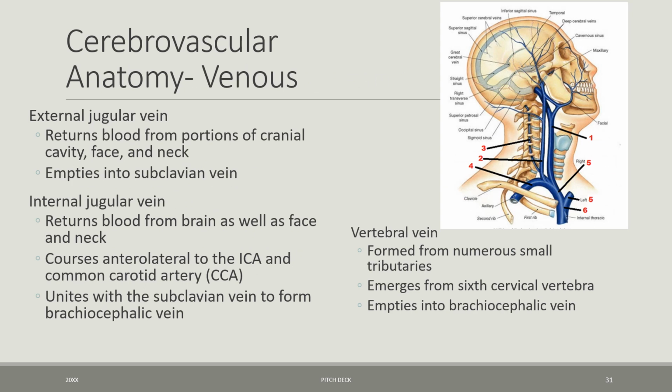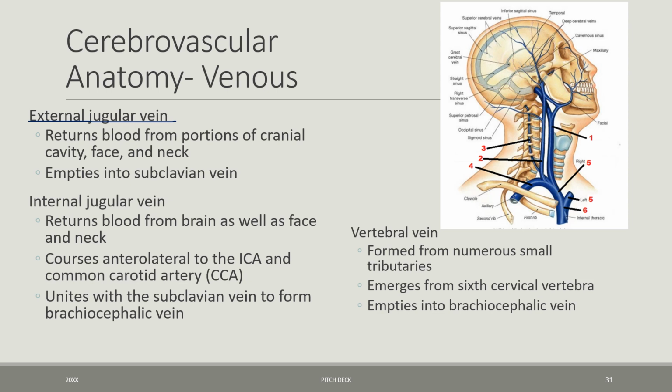All right, now the cerebrovascular anatomy of the cranium. So how do we get the blood all up into our brain and all up into our face, and now how do we get it out? Well, we get it out through the external jugular vein. This returns blood from the cranial cavity, the face, the neck, and it empties into the subclavian. We also have the internal jugular that's going to drain blood from the face and neck as well.